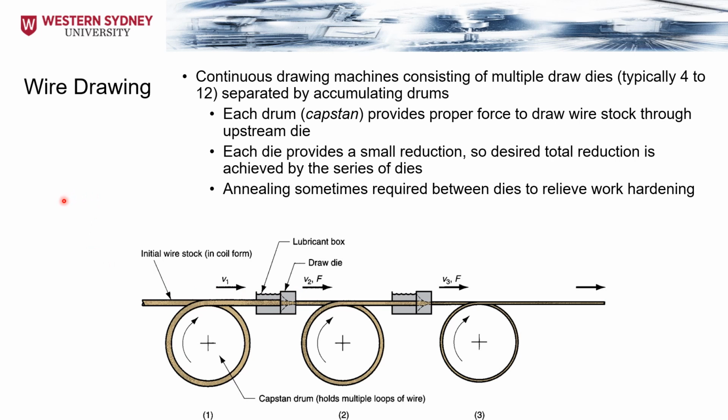Unlike the bar drawing, the wire drawing is going to have a continuous drawing machine consisting of multiple draw dies, typically between 4 to 12, separated by accumulating drums. Each drum, or what we call the capstans, as you can see here, capstan 1, 2, and 3, is going to provide the proper force to draw the wire stock through the upstream die. So this is die 1, die 2, so you can see that we can have diameter 1, diameter 2, diameter 3, 4, 5, and so on. Each die will provide a small reduction, so the desired total reduction is going to be achieved by the series of dies. Annealing is sometimes going to be required between the dies to relieve the work hardening.